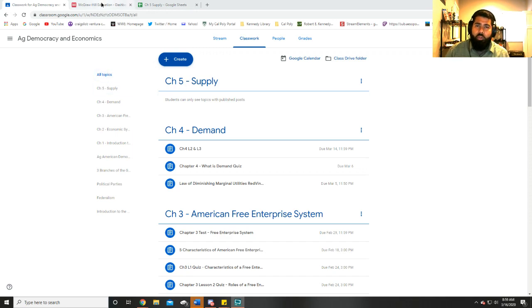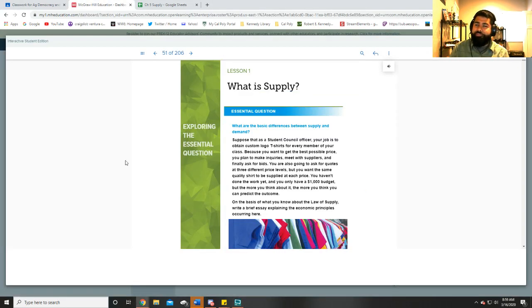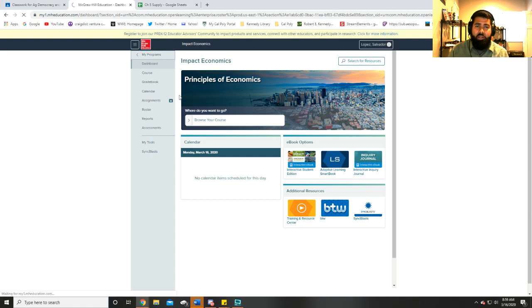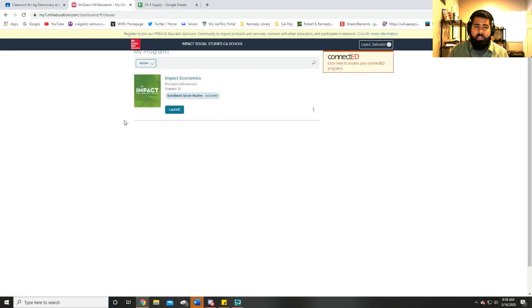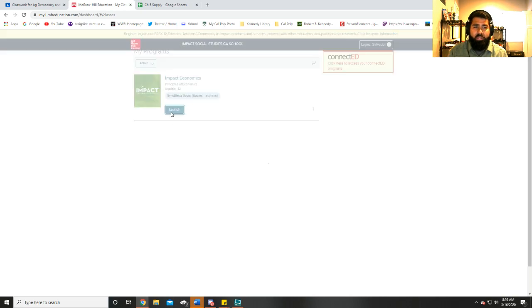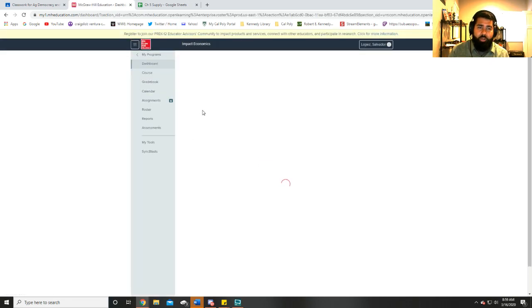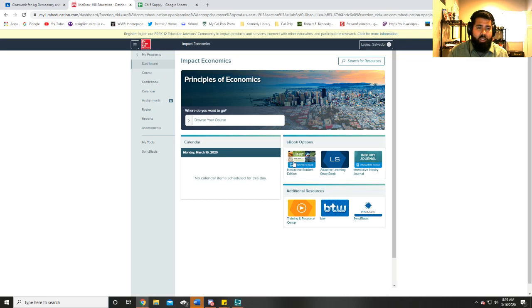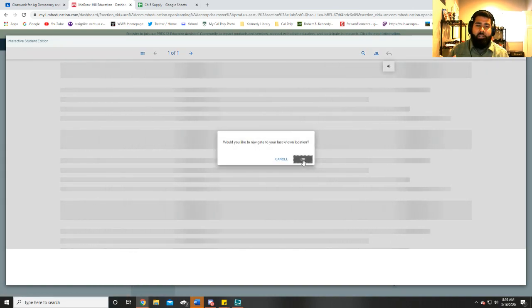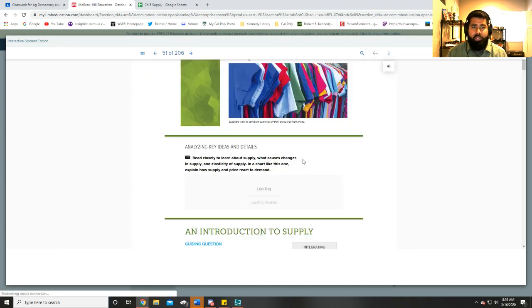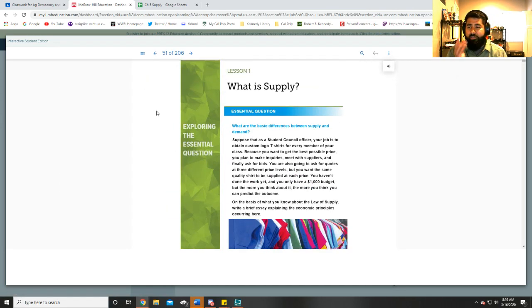So therefore, what you want to do is get onto McGraw-Hill and go to page 51, okay? If you don't know how to get there, when you log in, it should look something like this. Impact Economics, that's the name of the book, through McGraw-Hill. We go to our dashboard, and go over here to Interactive Student Edition for your ebook, and it'll probably ask you if you want to go back to where you took off, and yeah, you go there. We're on page 51 where it says What Is Supply. I'm pretty much going to be briefing you through this little textbook, but you guys could also read it on your own if you want to as well.